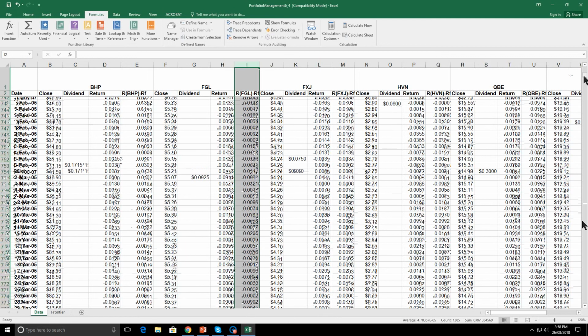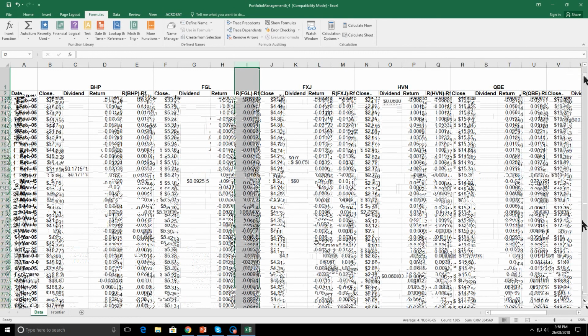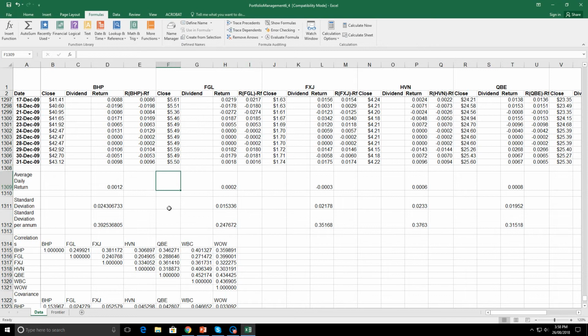If we scroll down to the bottom now, we have some other numbers that we have calculated. First of all is the average daily return. Average daily return is simply the average of the returns that we have calculated for each of the stocks. You can see that this is the average of the daily returns of BHP, and this is the average of daily returns of Foster's Group. That's simply the use of the average function. And then we calculate standard deviation. Standard deviation is also simply using the standard deviation function in Excel. We all know how to use this standard deviation function to calculate the standard deviation of daily returns.